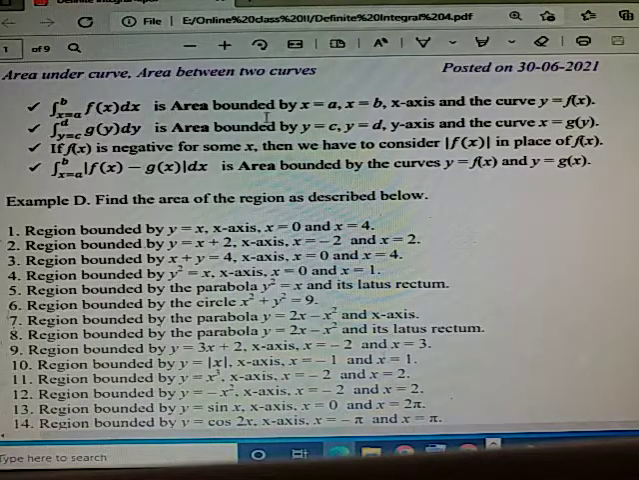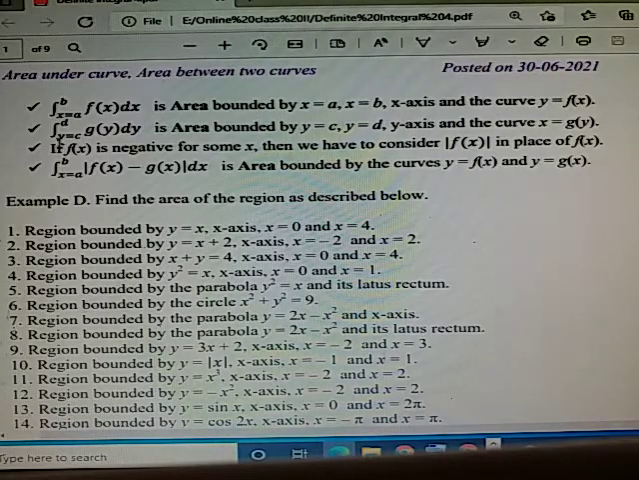These are the things we have discussed before, in the definite integral as a limit of a sum. In that picture, it was clear that this is the area bounded by y is equal to f(x), x varying from a to b, and the x-axis. So this is the area bounded by x equal to a, x equal to b, the x-axis, and the curve y is equal to f(x).